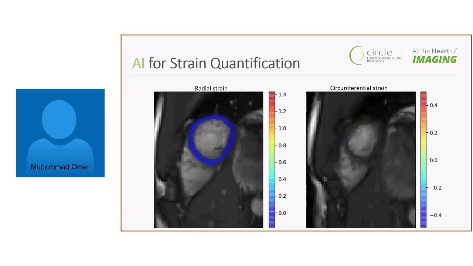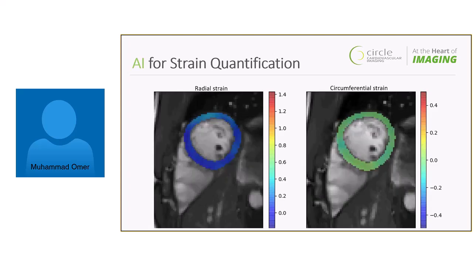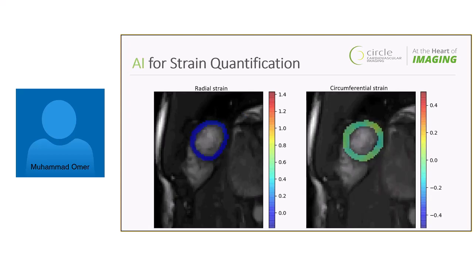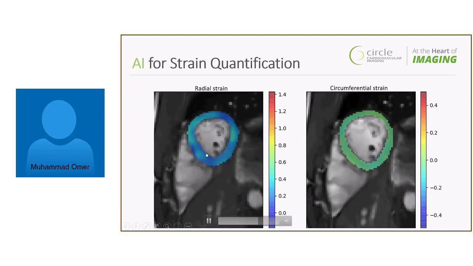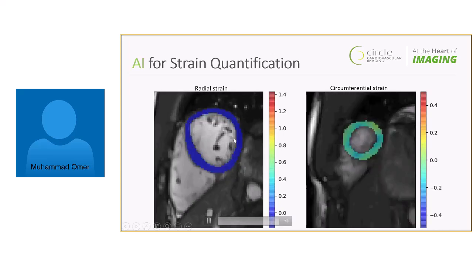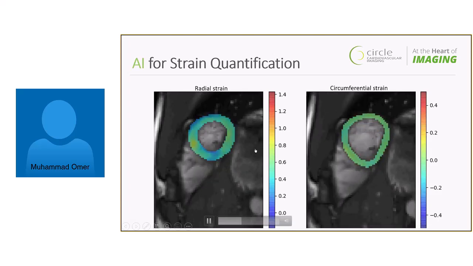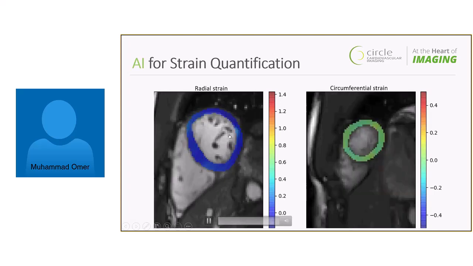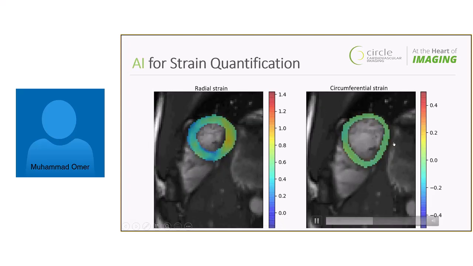So this is an example of the machine learning-based motion image registration and strain quantification applied on the standard CMR images. Here we can see that the radial strains are plotted on the left and circumferential strains are plotted on the right. As the heart contracts, there are some radial strain values on the inner walls of the myocardium. Similarly, there is some strain in circumferential directions on the right side.